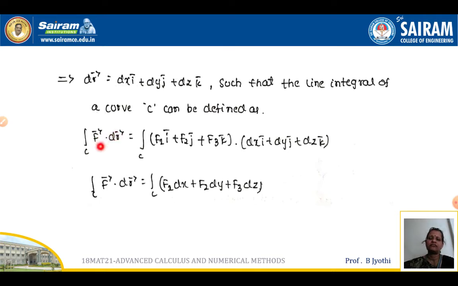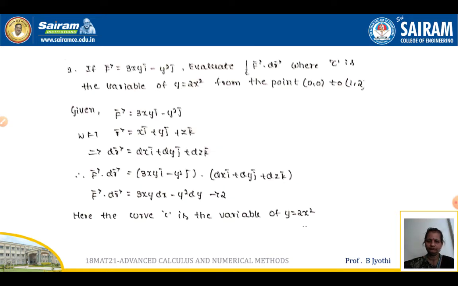The line integral of F into dr is given by F, which is nothing but F1 i plus F2 j plus F3 k, and dr is dx i plus dy j plus dz k. So we know that it is a dot product, and we get F1 dx plus F2 dy plus F3 dz. That is given by the vector integration along the curve C. Let's look at the problem now.